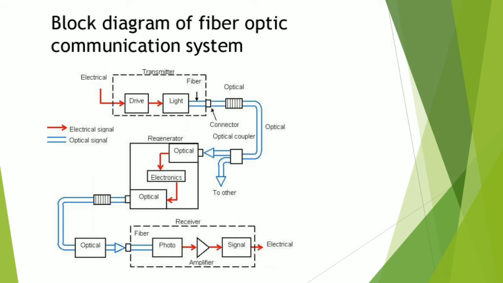This is the block diagram of fiber optic communication system. Here we can see the three major parts of that system. First is the transmitter, then optical fiber, and receiver. So these are the three parts of fiber optic communication system. Now we can see the working of those major parts.